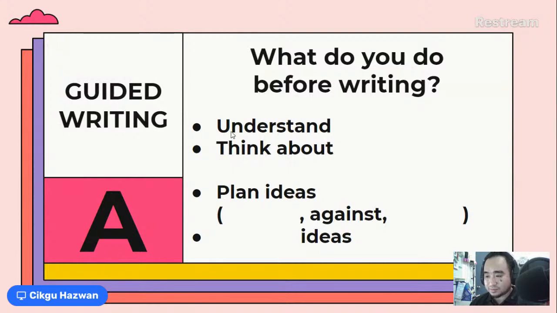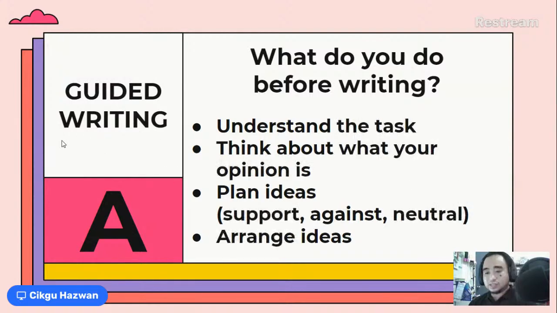So, what do you do before writing? Let's recap a little bit. Understand your task, think about what your opinion is, plan your ideas. Either you support or you are against it, or if we are writing an expository, we have to be neutral. Argumentative, take one side. You present your support, you present your points to go against the idea or the issue, and at the end you mention which side you are on.